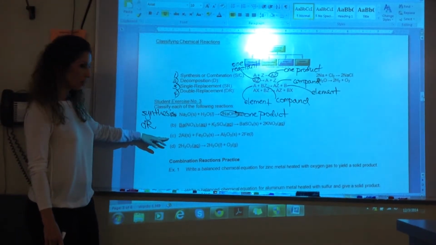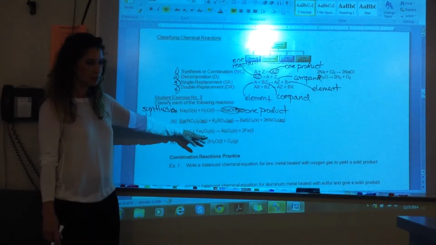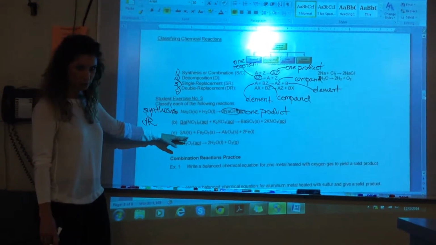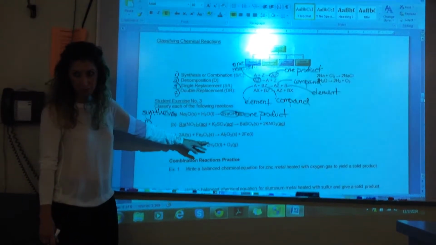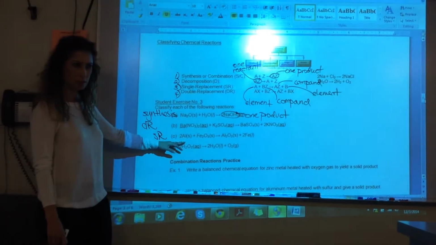Letter C. Aluminum is reacting with iron 3 oxide. So I have an element reacting with a compound. Single replacement. So I'm going to put SR. Does that make sense?